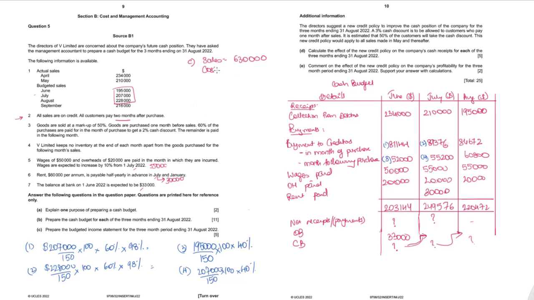How much will be cost of sales? It's very easy. Out of this 630,000, 50% is markup. So to get the cost of sales, I will do 630,000 divided by 150 into 100. I will get the cost of sales, which is 420,000. And then we get the gross profit, 210,000. And then expenses. What all expenses do we have? We have our wages, we have overheads, we have rent.